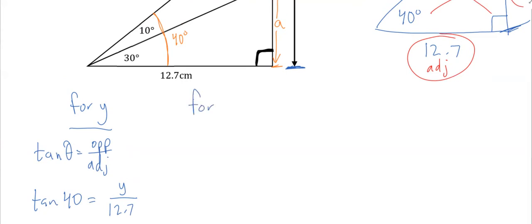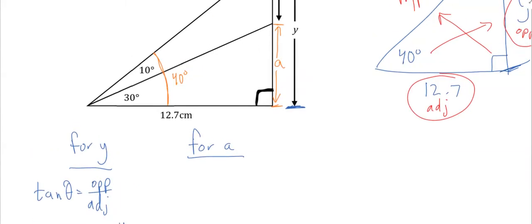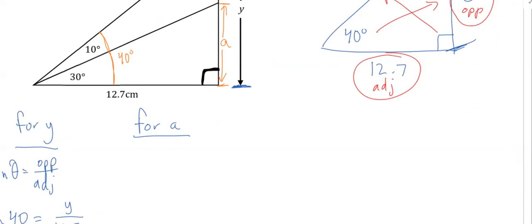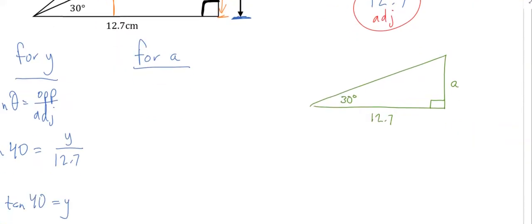So now we're going to find A first. And we kind of already talked about this, but I will redo it. So for A, for this triangle, there's the hypotenuse. Ooh, I could redraw this one. Let's do that. So this is now 30 degrees, and this is A, and this is still 12.7. And I've got hypotenuse, and I've got opposite, and the last one is adjacent. And again, it's tangent.